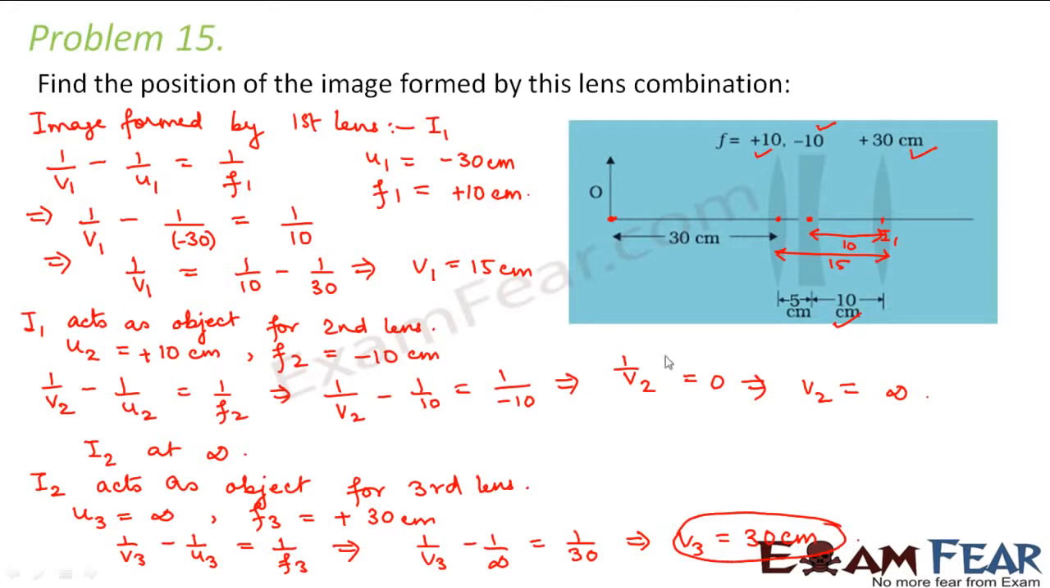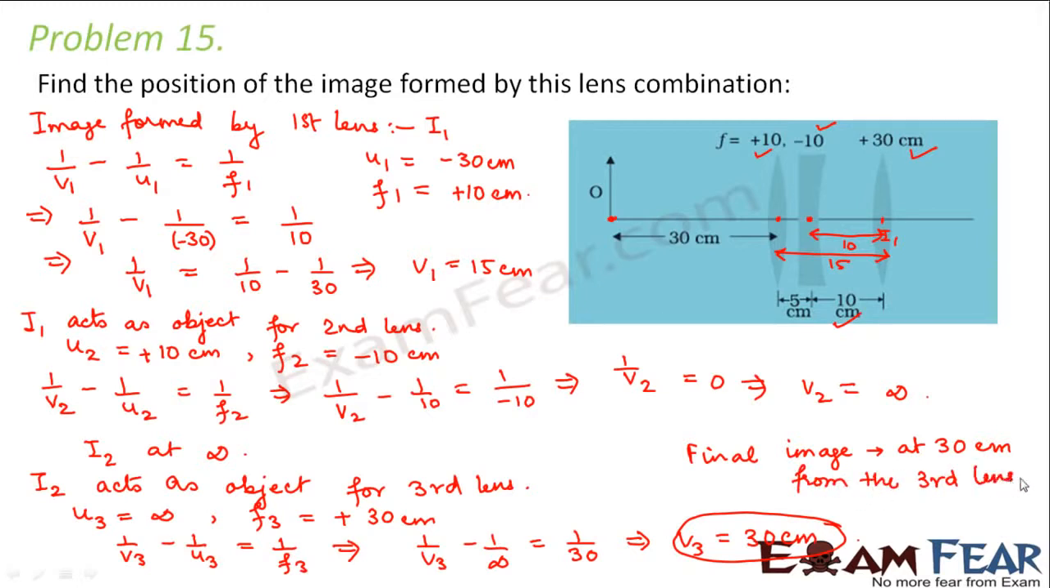Therefore, what is the position of the image formed? The final image is formed at 30 centimeters from the third lens. So this would be the position of the final image thus formed.